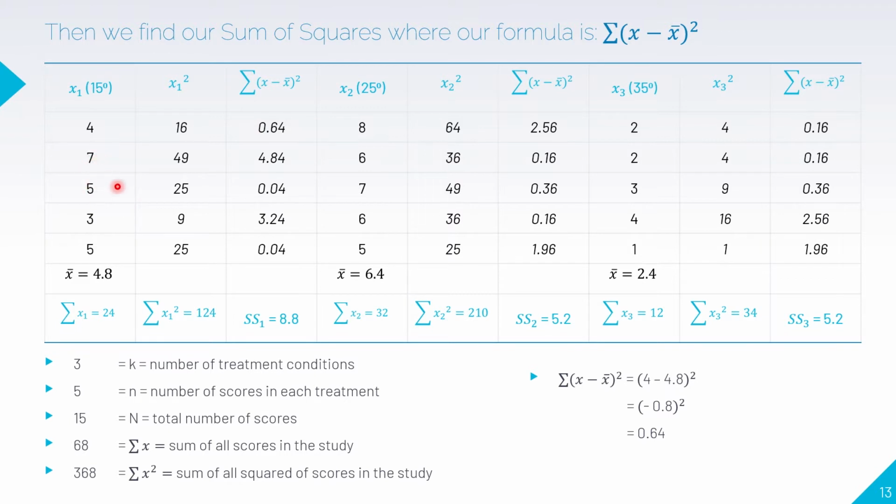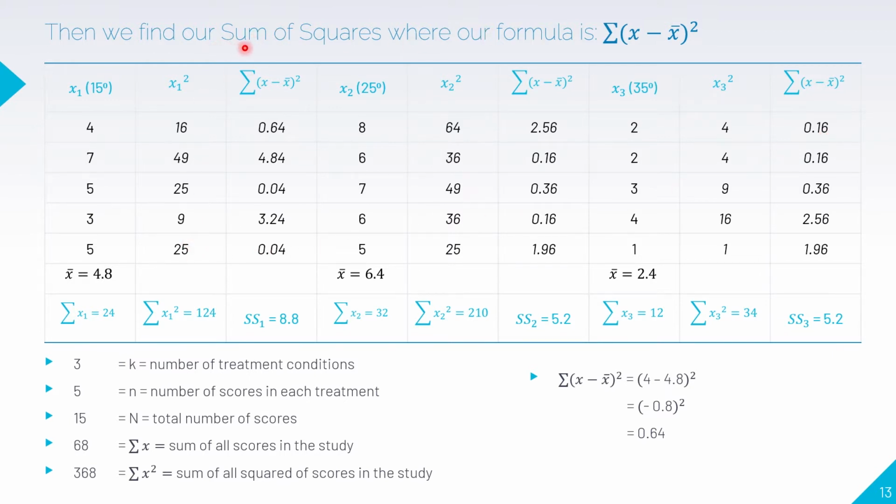So we do this in every row, and we have our x minus the mean to the second power. We also do this in the second column of our given, in which it has a 6.4 mean. So in this case, we have 8 minus 6.4 and squared it and have 2.56. In here, we have 2 minus 2.4 and squared, we have 0.16.